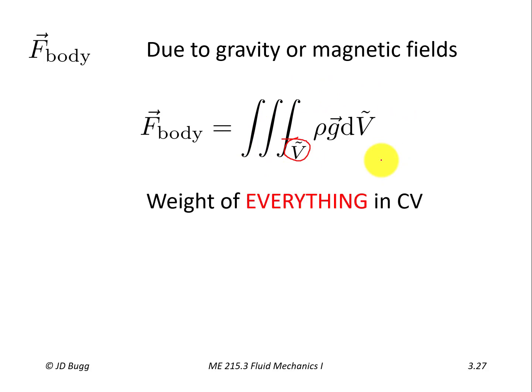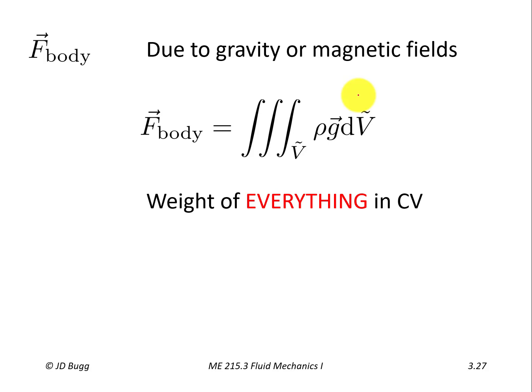So this is the weight of everything inside the control volume. Remember, it has to be a vector quantity, and it's the direction of g that gives it its direction. So we have to certainly set up a coordinate system, and we need to know what direction is g relative to our coordinate system. So the body force is the weight of everything in the control volume. So notice it's not just the fluids in the control volume, it's everything.